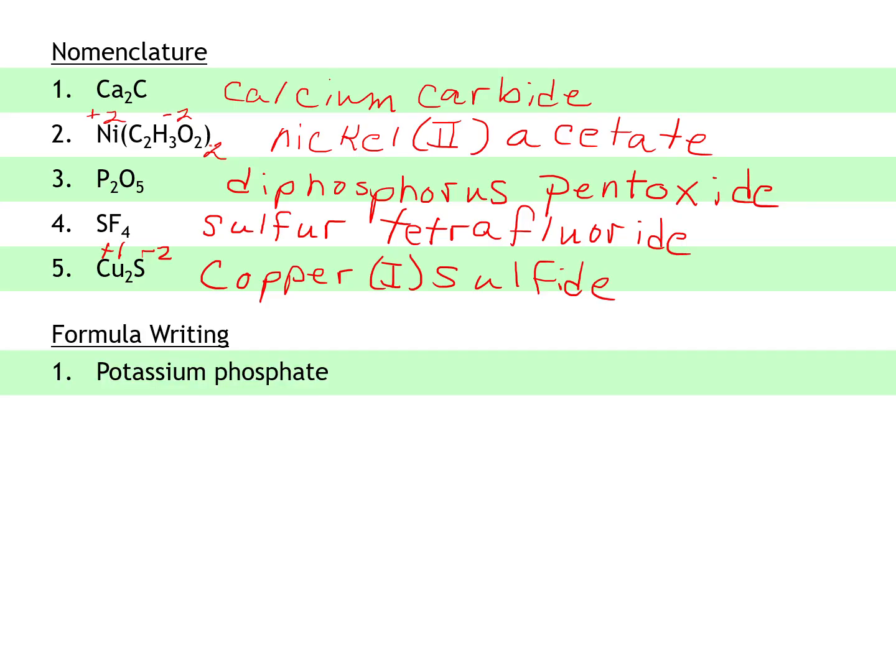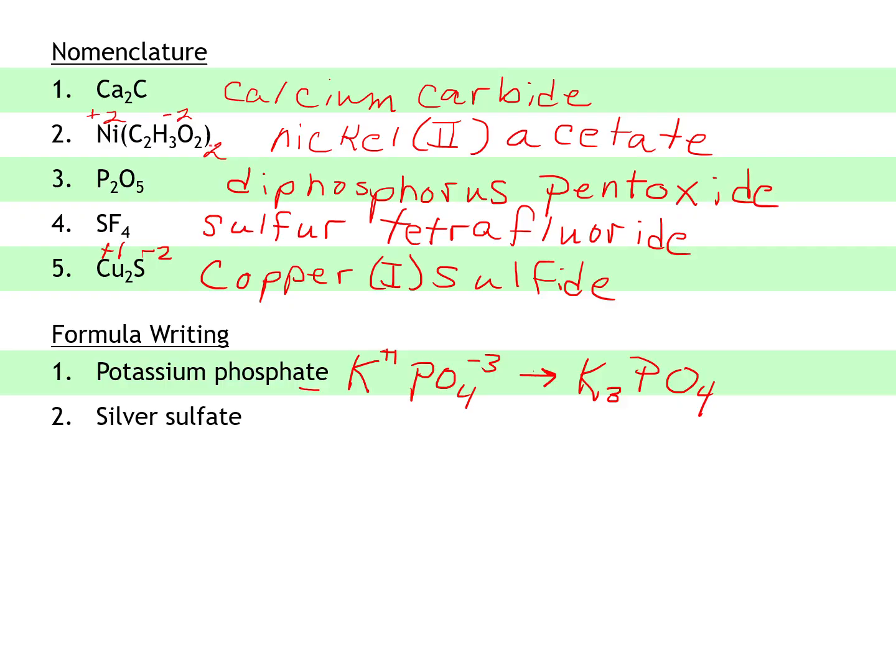All right, now let's go the other way. So potassium phosphate. All right, I see that I have the ATE in there. That is a polyatomic ion, so I know I have to do the swap and drop. So I say, all right, well, potassium is in group 1, so it's +1. I look up phosphate. It's PO4, the -3. So I swap and drop the top numbers, and the formula ends up being K3PO4.